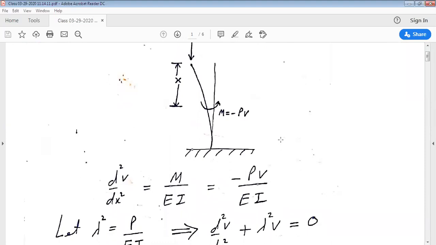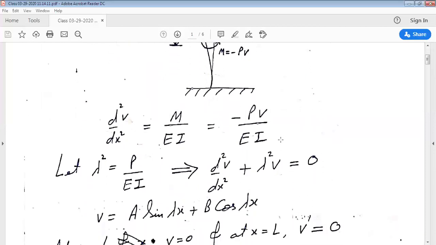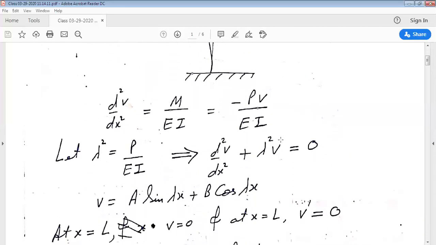Now, let us look at the deflection equation, the second order ordinary differential equation. d square V by dx square equal to M by EI. In this case, d square V by dx square can be written as minus PV divided by EI. Let us take lambda square as P by EI. So this gives us the deflection equation as d square V by dx square plus lambda square V equal to 0.